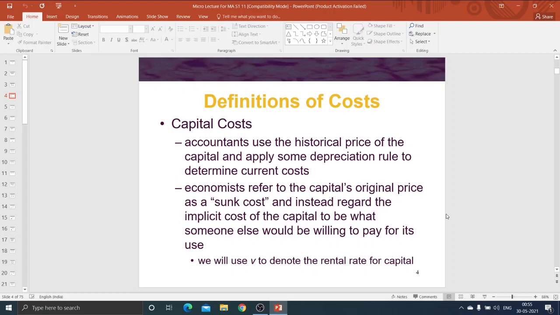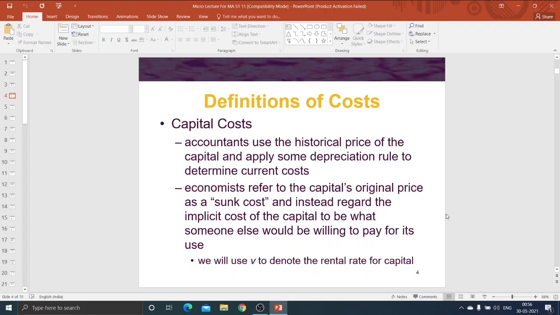So over a period of 10 years, if the life of this machine is 10 years, you divide the machine's price over the 10 years. If something remains after 10 years, we won't actually consider it, because the life has already been exhausted. So that is how you normally calculate. For economists, the original price of the capital is a sunk cost, and instead they regard the implicit cost of the capital to be what someone else would be willing to pay for its use.